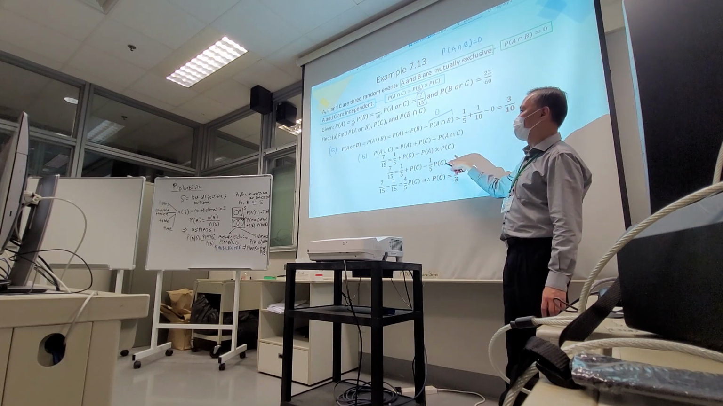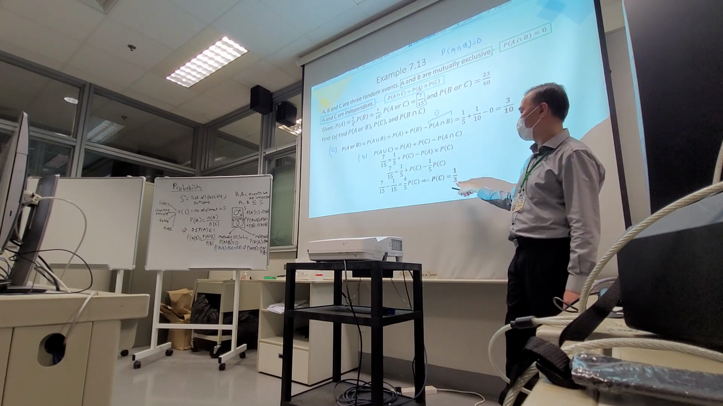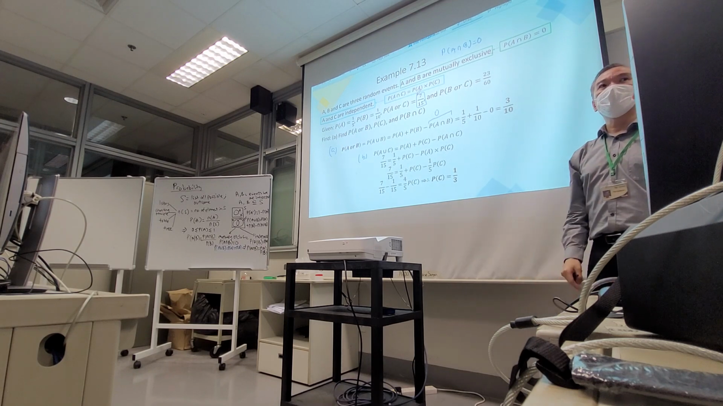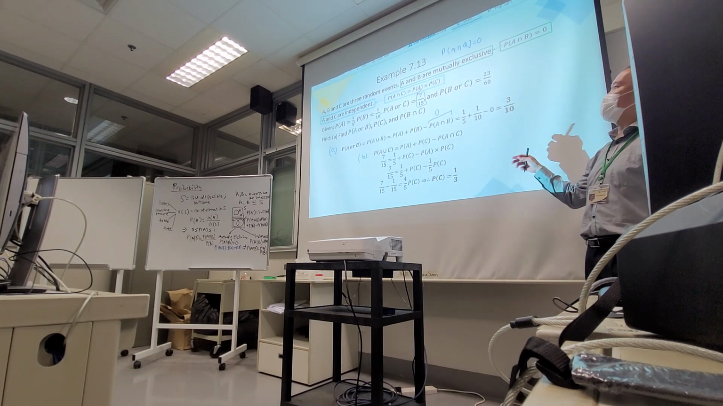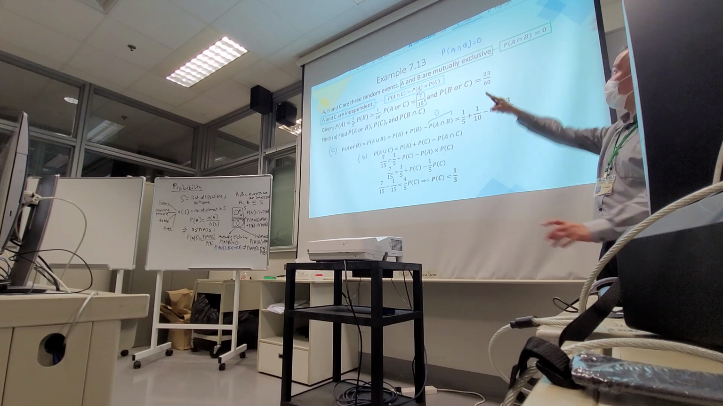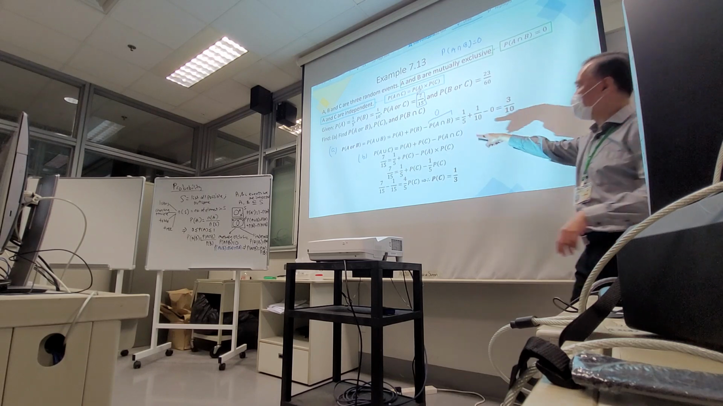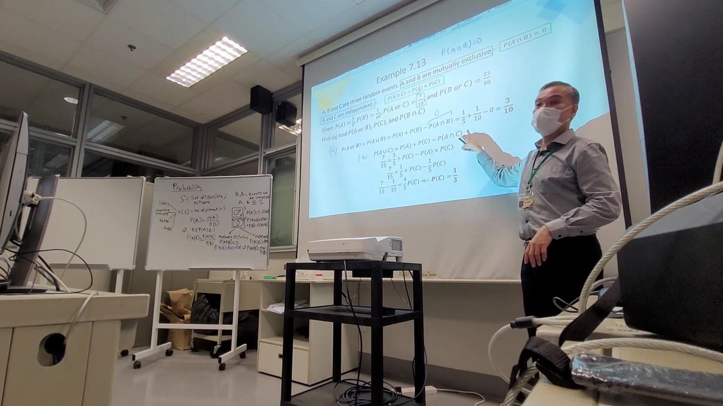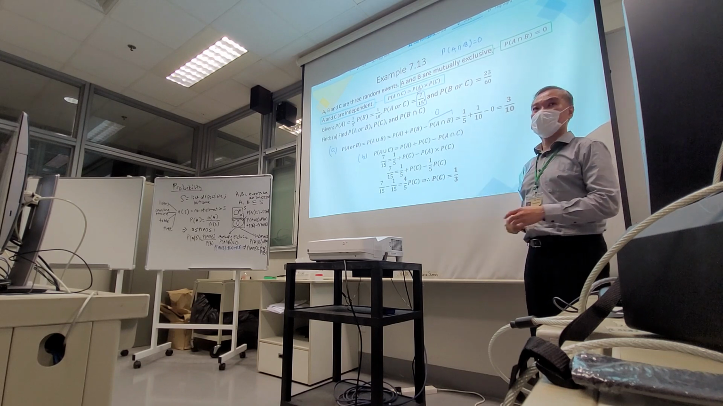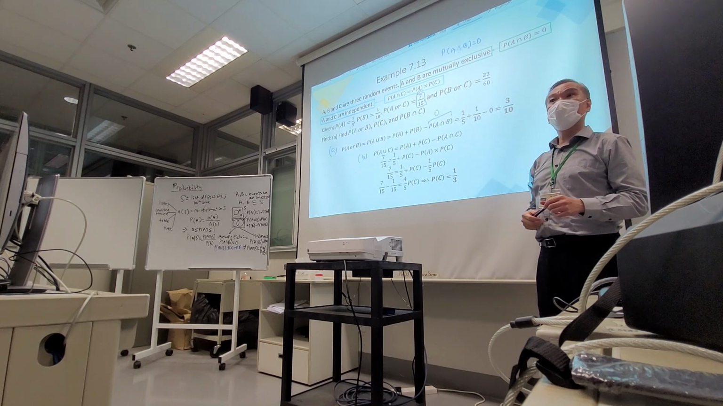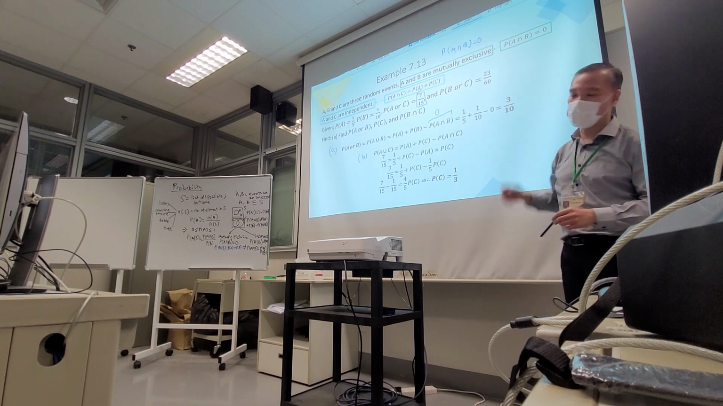Then I just solve for P of C. That answer is 1/3. Are you with me? I just use the formula. I substitute the probability values into each of the items, and then I simplify it, and then I can answer. Are you okay? So this is just using formulas.